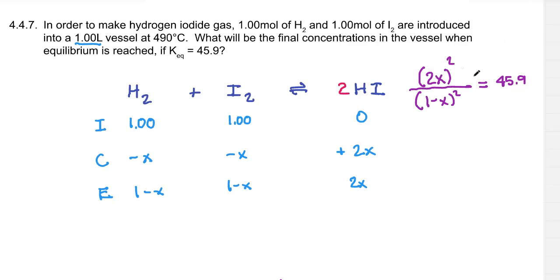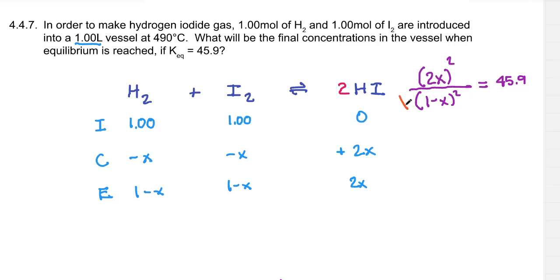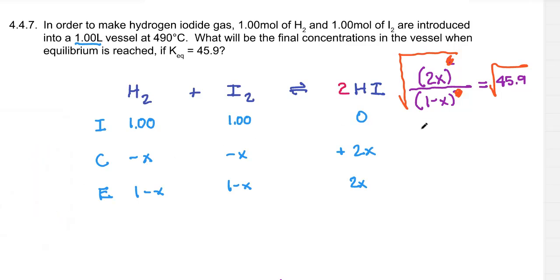Fast way is graph the left side, graph the right side, and then see where they intersect, but I'll pretend I can't do that, and we'll do this the algebra way. Square root both sides, because that will strip off this square and this square. So having done that, we have 2x over 1 minus x, no need for the brackets anymore, equals the square root of 45.9, which is going to be 6 point something, 6.77.